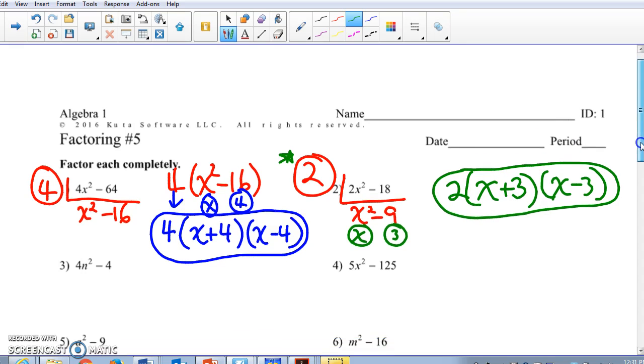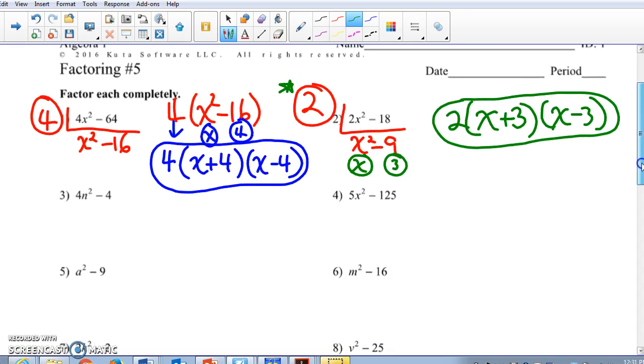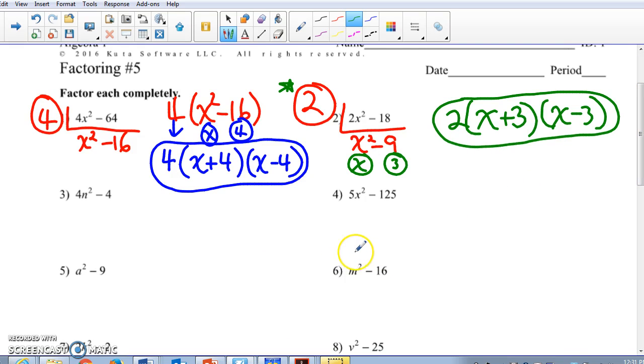Okay? You should be able to do the rest of them. But let's take a look at number 6. m squared minus 16. Do we have any GCF between m squared and 16? Nothing. So then can we do the difference of squares right away? Yes, because it's a subtraction. Square root of m squared is m. Square root of 16 is 4. All you need to do is m plus 4, m minus 4.